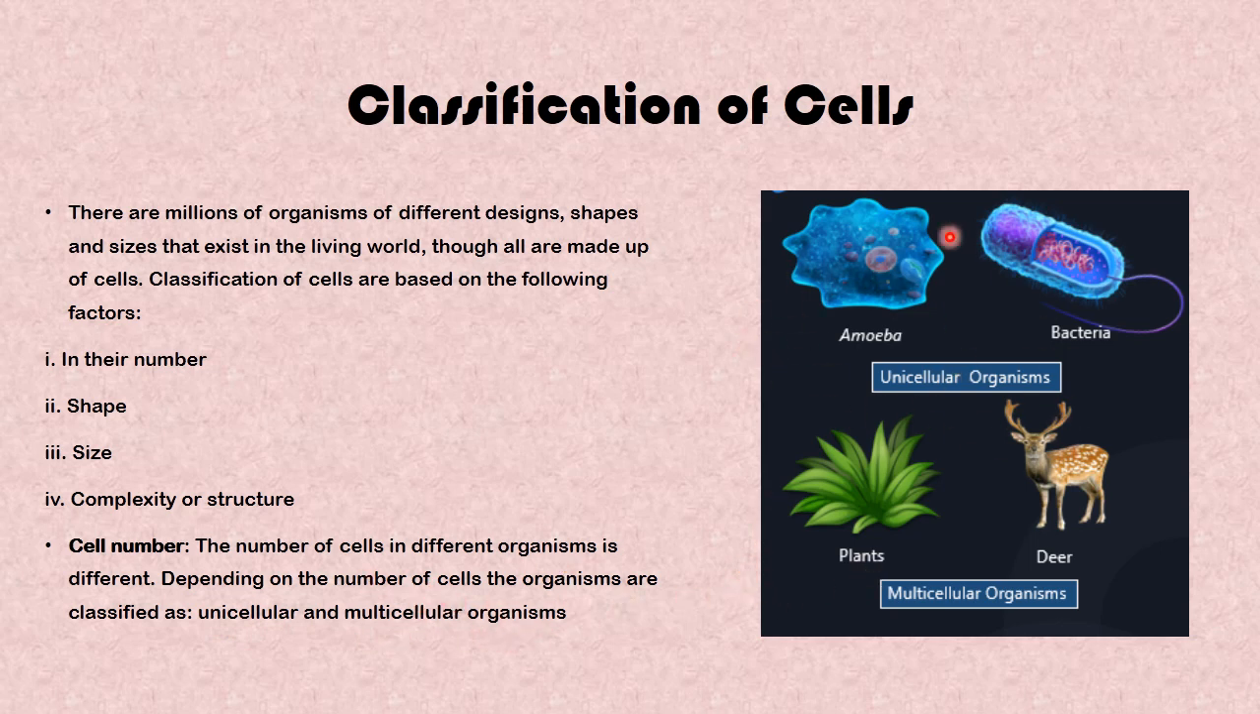Examples of unicellular organisms, we have amoeba and bacteria. They are one-celled organisms. And multicellular organisms, you have plants, which are made up of more than one cell, and a deer, which is an animal made up of more than one cell.